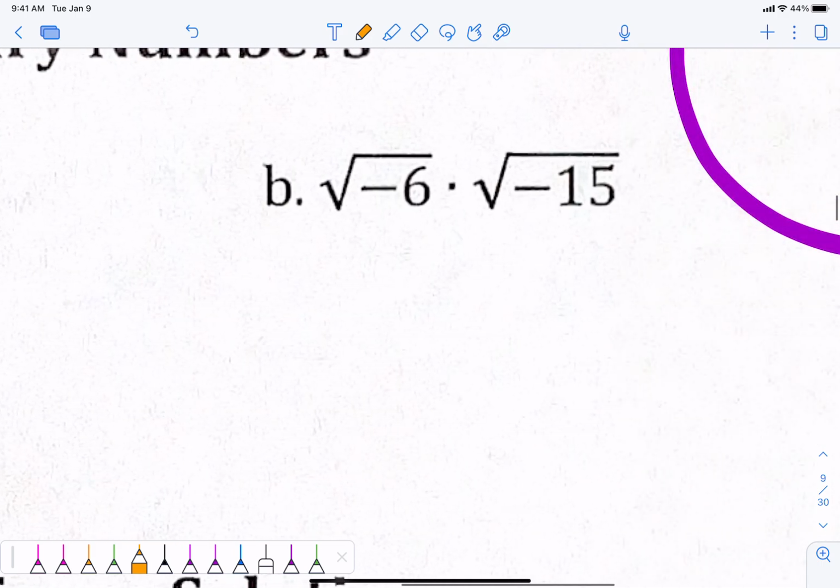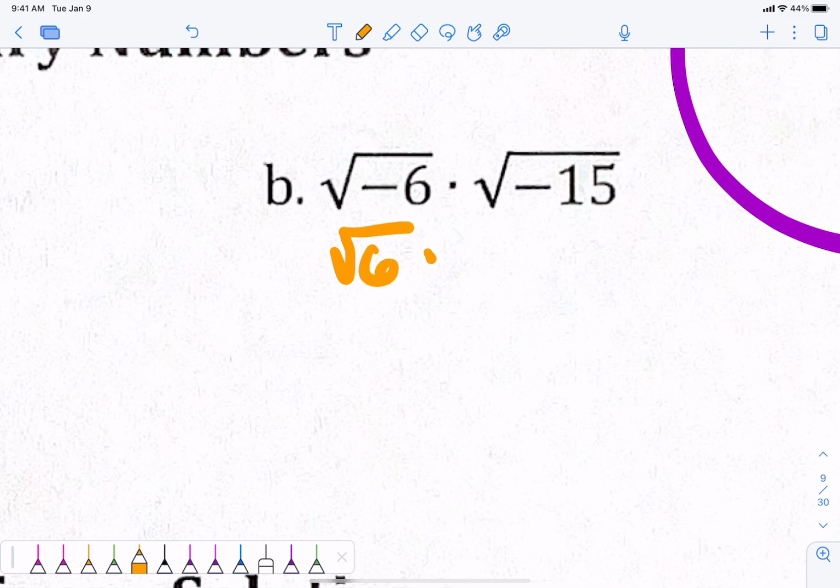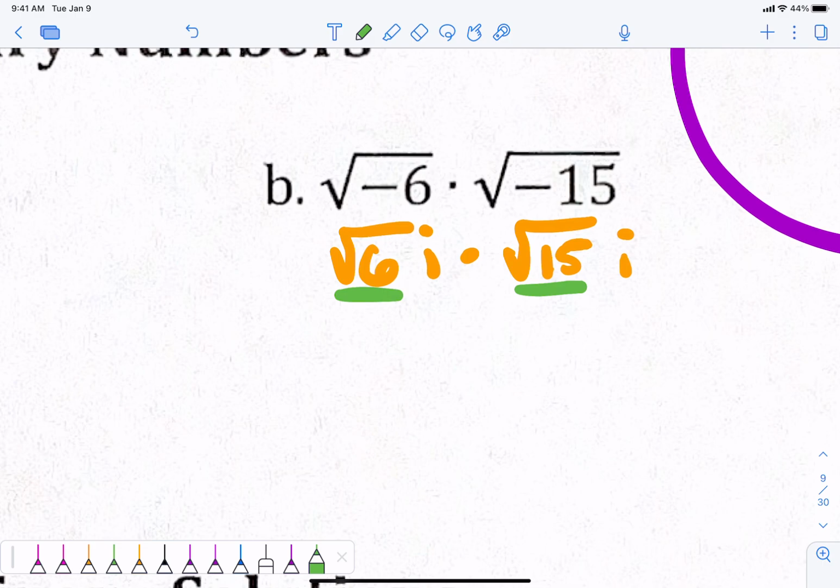All right, let's go over here. This next one, I'm going to write them as i's first. So this is like saying the square root of 6i times the square root of 15i. Because that negative pops out as an i when it's inside. And then we're just going to multiply stuff together. So the square root of 6 times the square root of 15. If it's the square root of a negative, the negative comes out to be an i.